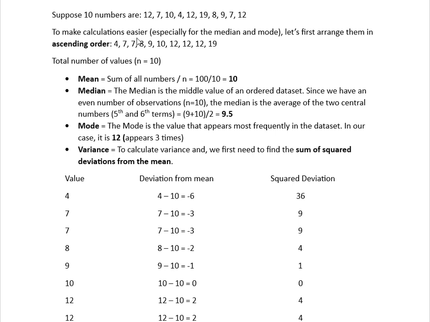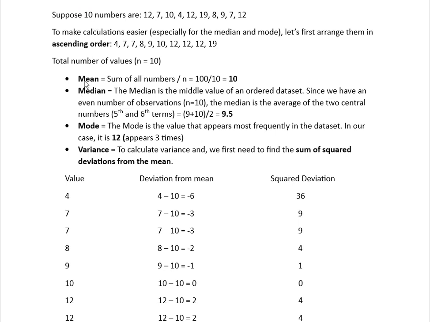To make calculations easier, especially for the median and the mode, first arrange them in ascending order: 4, 7, 7, 8, 9, 10, 12, 12, 12, 19. So I arrange the numbers in ascending order for median. The total number of values here is n equal to 10, because I took 10 numbers.